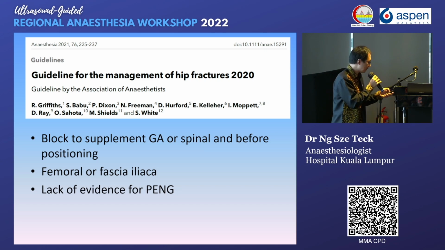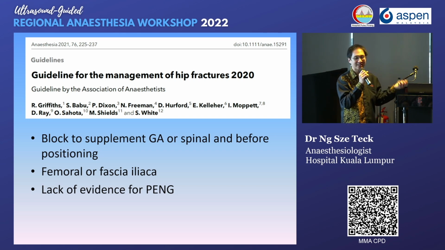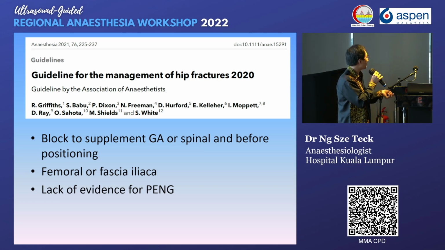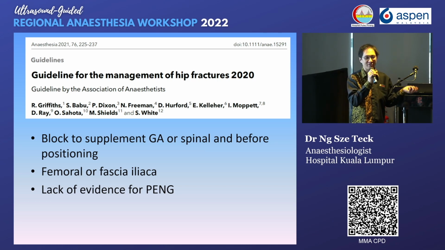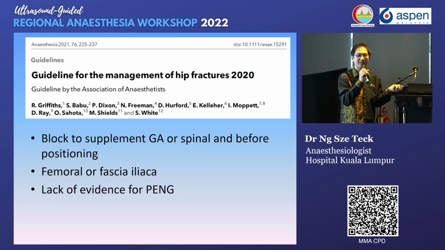They actually recommend fascia iliaca because it's easier to be done, because now we have ultrasound. It's becoming easier. You can identify the plane easier. You can accurately place your needle in the plane. Then there's also this PENG block, but the PENG block, for your information, was just introduced in 2018. So there's a lack of strong evidence. When I mention strong evidence, it's in the form of RCTs. There's a lack of evidence, but it doesn't mean that it doesn't work.